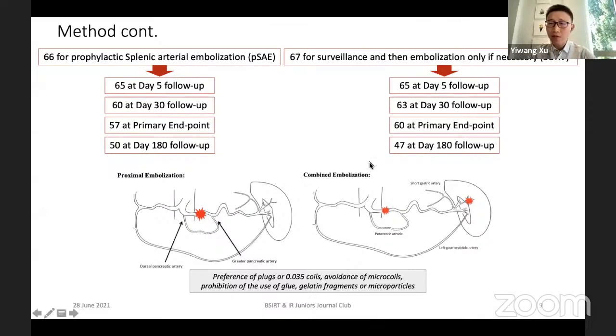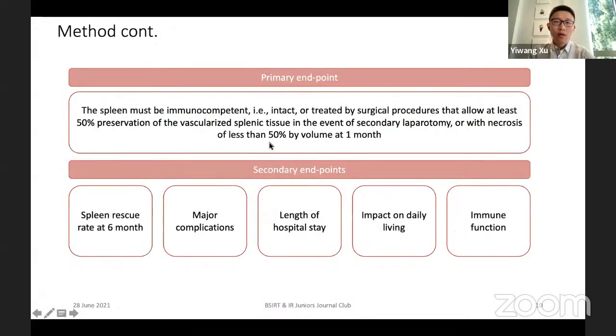Approximately 60 patients were at the primary endpoints in both arms. The primary endpoint, quite interestingly, set by the authors, is 50% splenic parenchyma preservation at 1 month. There are several other secondary endpoints, including slightly longer term splenic rescue rate, major complications, etc.